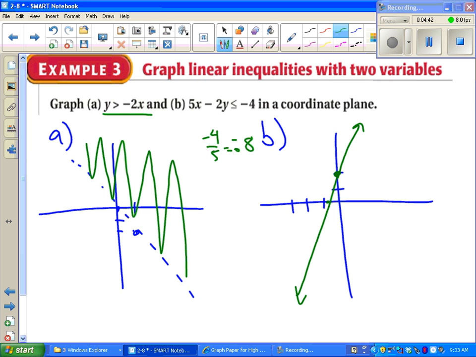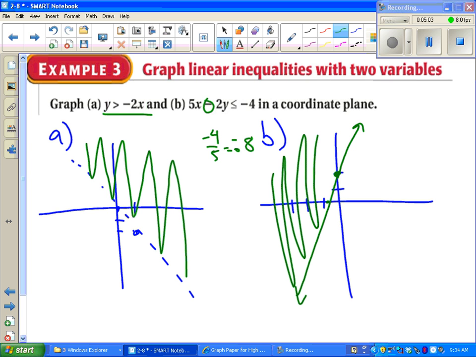Part B says less than or equal to, so your first instinct might be to shade below. But be careful of that minus sign. If we were to get y by itself, we would eventually have to divide by negative 2. Anytime you divide by a negative, remember what to do to this sign. Flip the inequality. So instead of less than or equal to, it's really going to be a greater than or equal to. So we shade above.